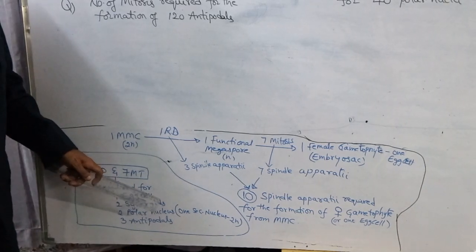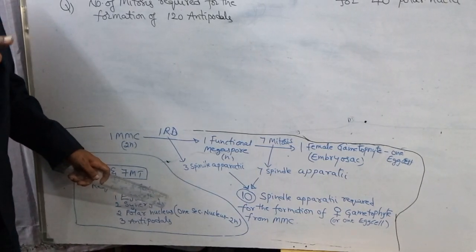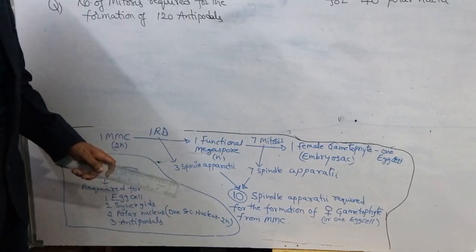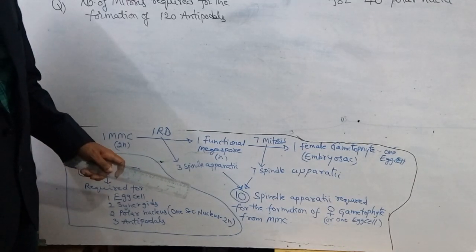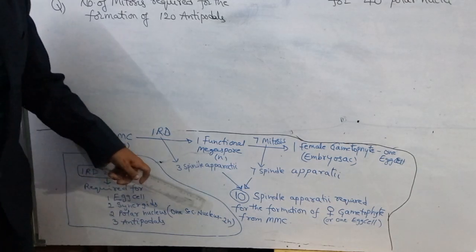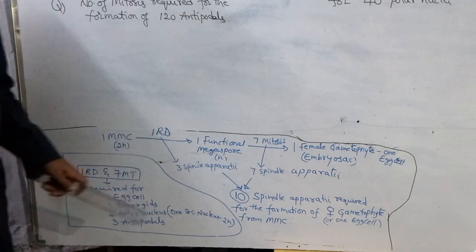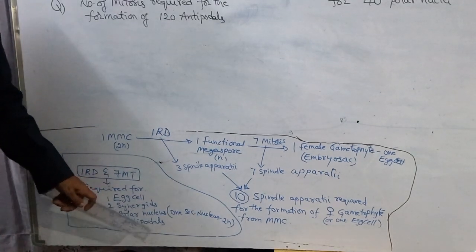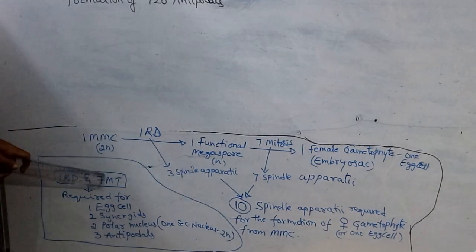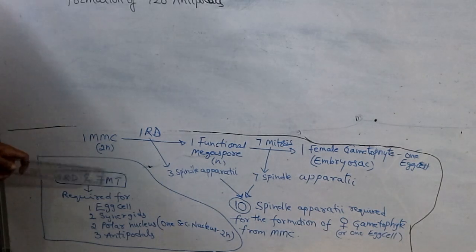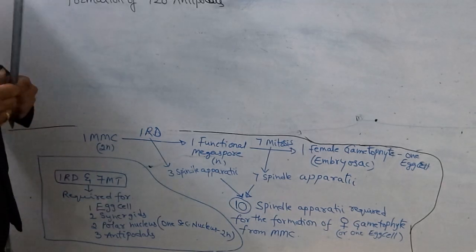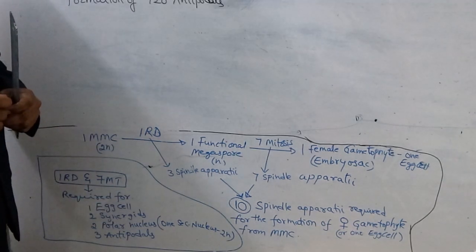Later, these 2 polar nuclei combine together and form 1 secondary nucleus. My dear students, try to remember the ploidy of the polar nuclei. The ploidy of polar nuclei is haploid, but the ploidy of the secondary nucleus is diploid. For the formation of 3 antipodals, 1 RD and 7 mitoses are required. To understand the concept, this is the overall schematic representation. Now we are entering into the problems on megasporogenesis.